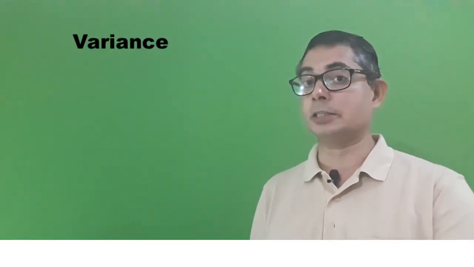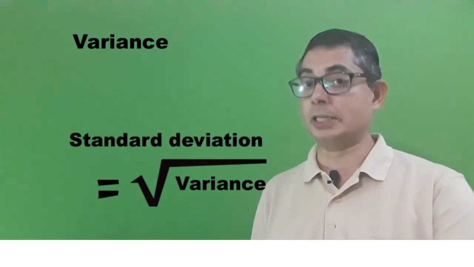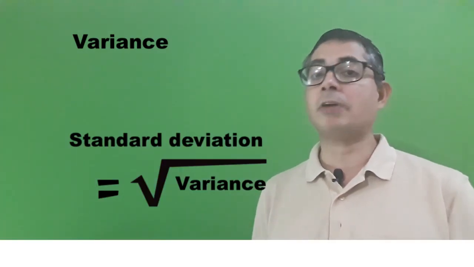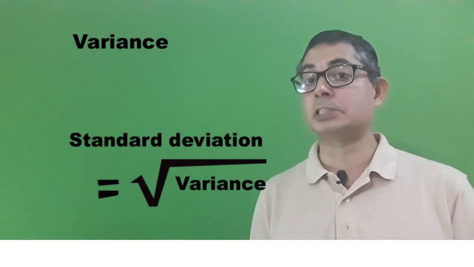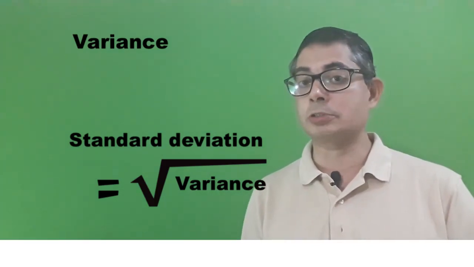The measures are called variance and its square root, the standard deviation. These are by far the most popular measures of dispersion. Let's learn about them step by step.